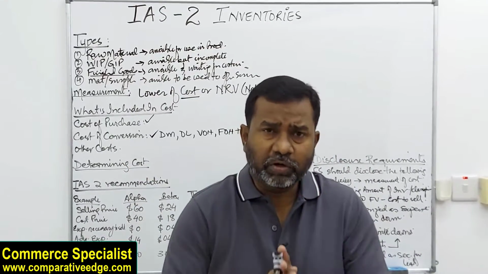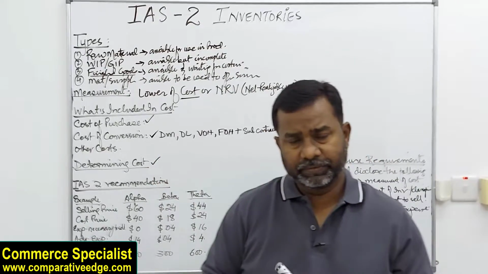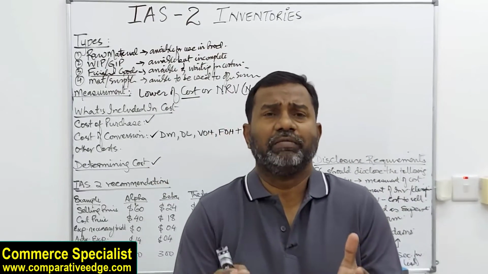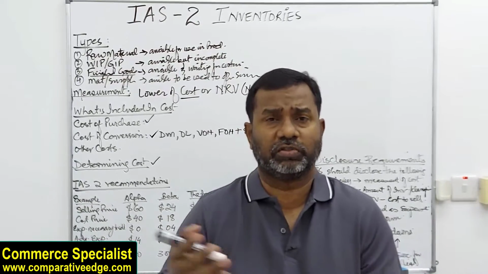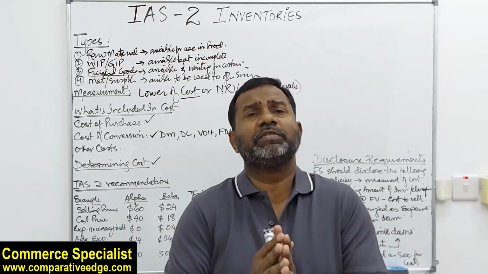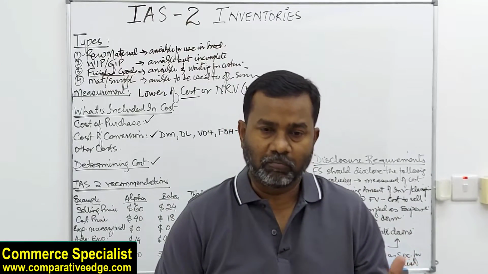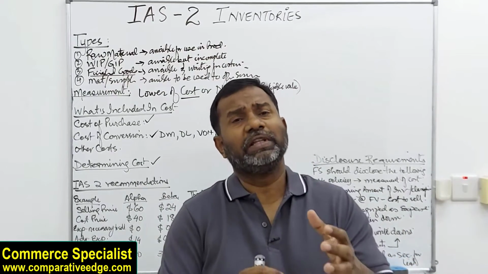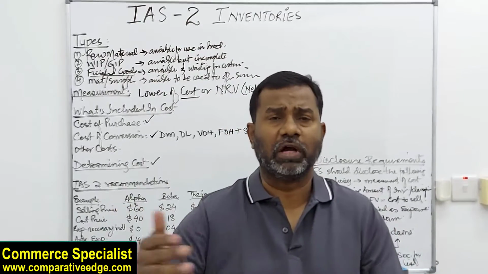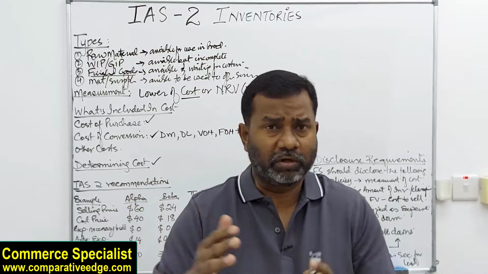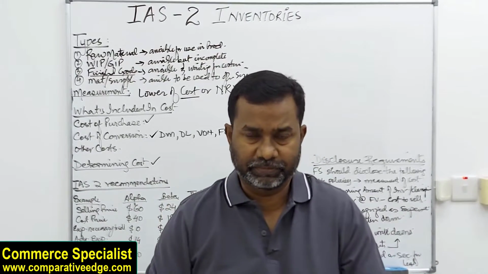The other area which is important in IAS 2 is how to determine cost. Most of the time the cost means the actual cost of production or the actual cost of purchase, but sometimes some companies also use standard costing. Means what should be the ideal cost to make a table, how much material should cost, how much labor should cost. We are not talking about actual, we are talking about how much it should cost. That is a standard cost.